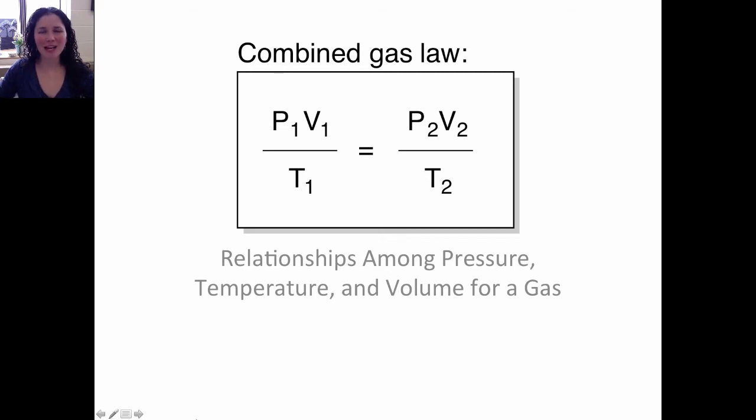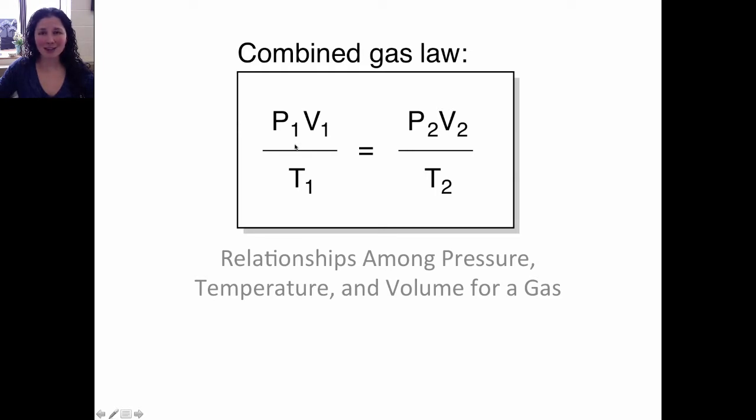Video to help you through the activity on the gas laws. The gas laws tell you a mathematical relationship between pressure, temperature, and volume of a gas. And the gas laws basically tell you that the pressure times the volume of a gas divided by its temperature will always be a constant number. And so if you change one of the things, then you'll still get that number.